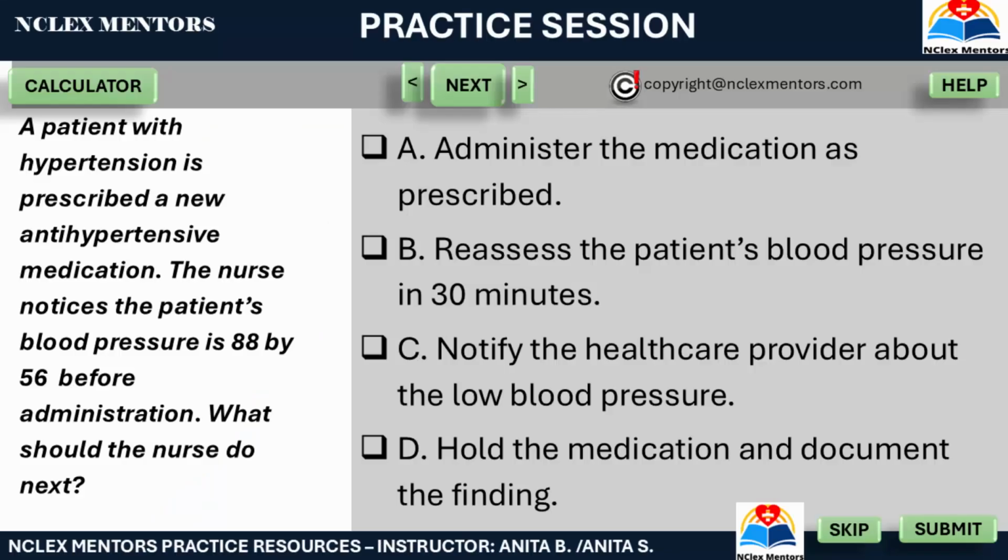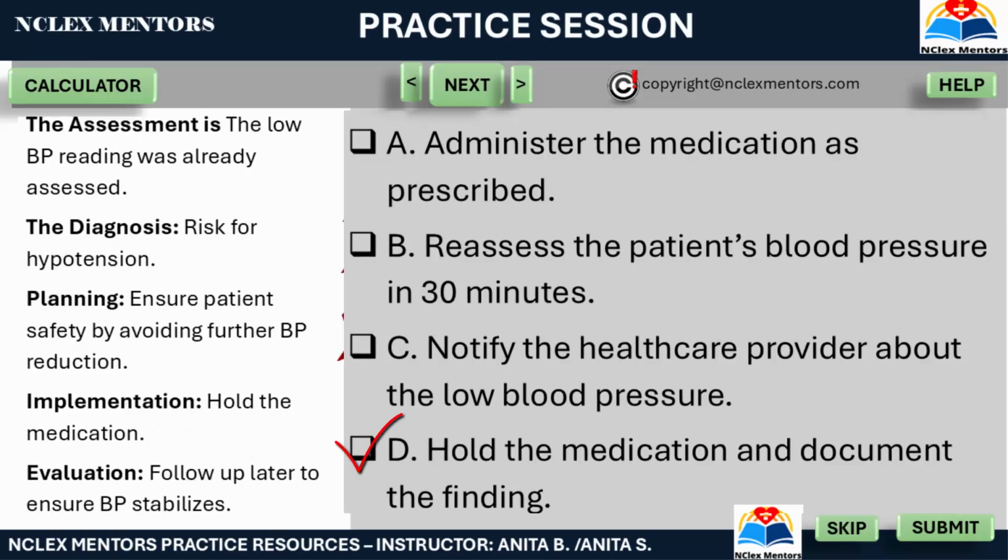A patient with hypertension is prescribed a new antihypertensive medication. The nurse notices the patient's blood pressure is 88/56 before administration. What should the nurse do next? A. Administer the medication as prescribed. B. Reassess the patient's blood pressure in 30 minutes. C. Notify the healthcare provider about the low blood pressure. D. Hold the medication and document the finding. Here, the correct answer is option D, hold the medication and document the finding.